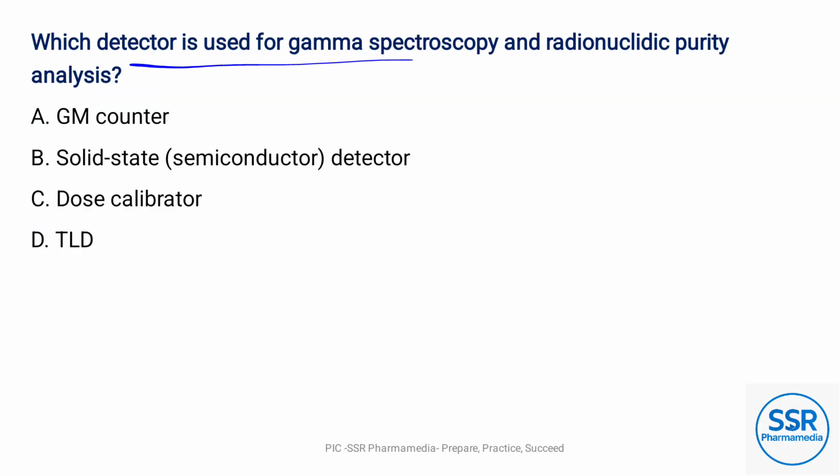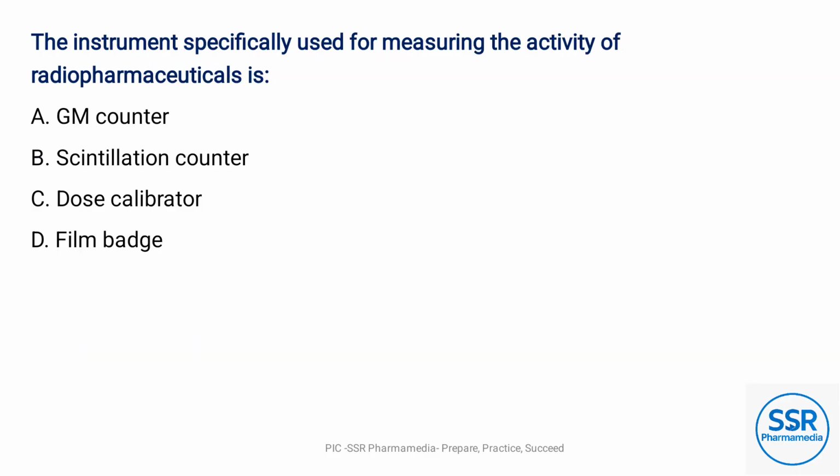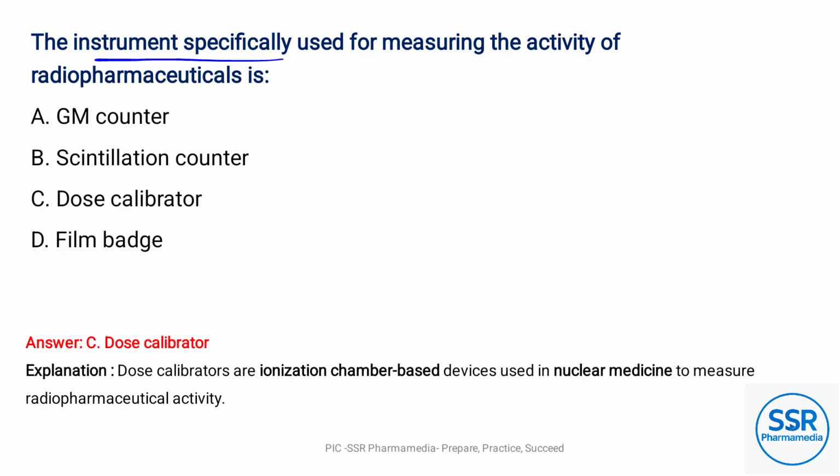Which detector is used for gamma spectroscopy and radionuclidic purity analysis? So option B, solid state semiconductor detector. The instrument specifically used for measuring the activity of radiopharmaceuticals is, so option C, dose calibrator.